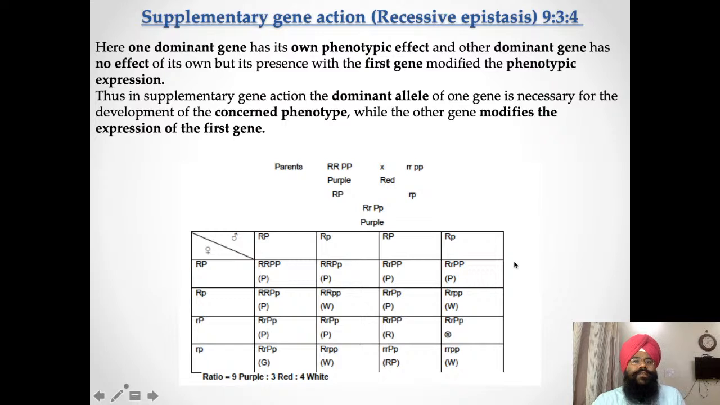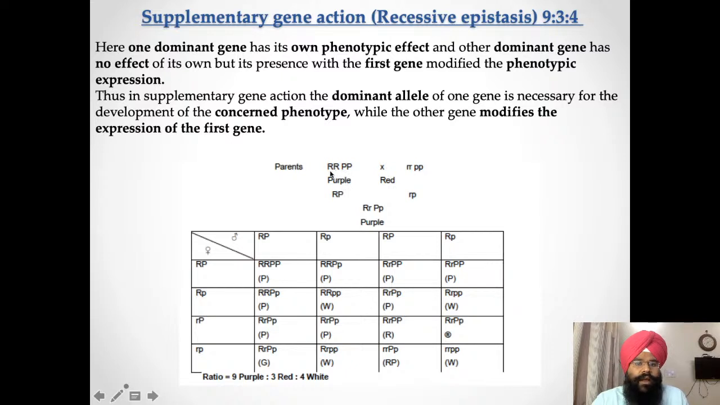Then comes the recessive epistasis, supplementary gene action. Here one dominant gene has its own phenotypic effect, and the other dominant gene has no effect of its own in the presence of the first gene. So in supplementary gene action, the dominant allele of one gene is necessary for the development of the concerned phenotype, while the other gene modifies the expression of the first gene. So both are interdependent on each other in that case.